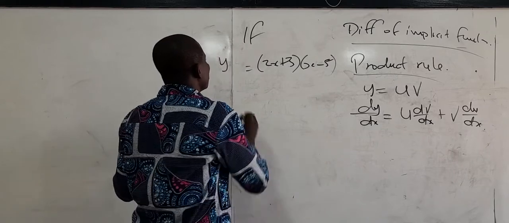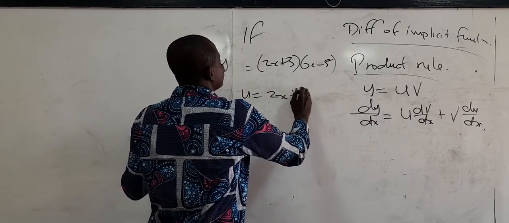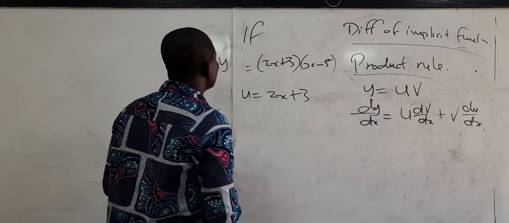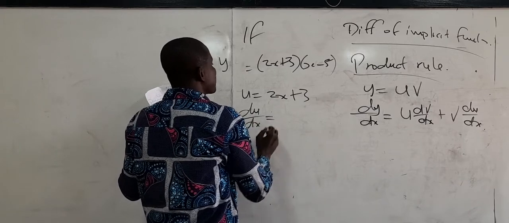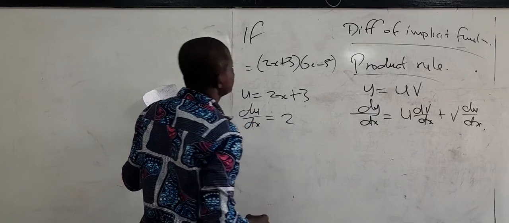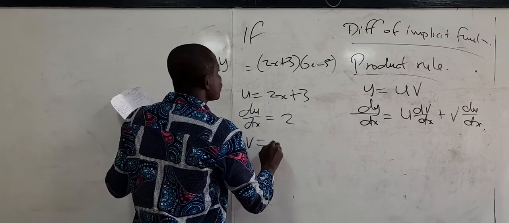In fact, u is equal to what? 2x plus 3. I mean the first one is termed as your u. So du dx is equal to, this one goes off, you remember, and here becomes what? 2. Then we are talking about the v. V is equal to what?